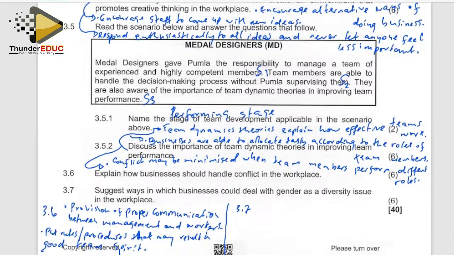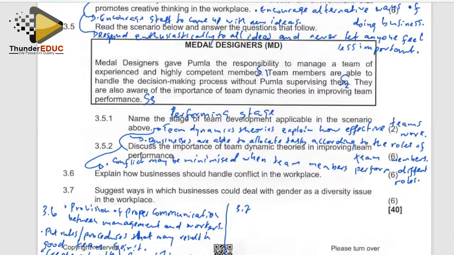Okay, right. Again, we are saying that they must create a healthy competition among workers so that they can focus on team targets. Okay, right. So now let's move on to 3.7.